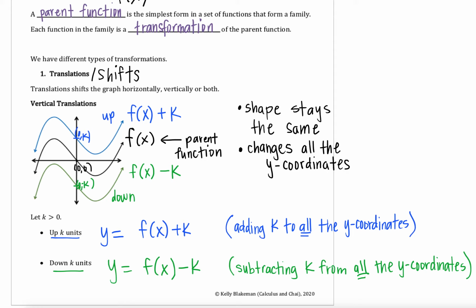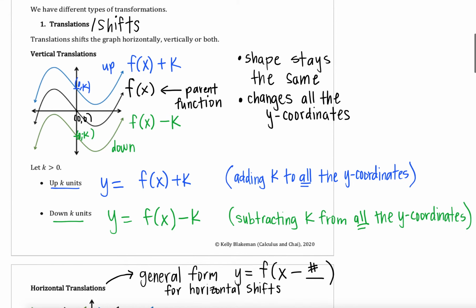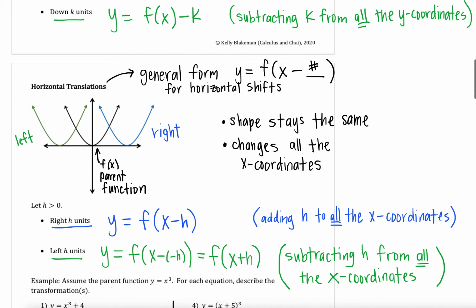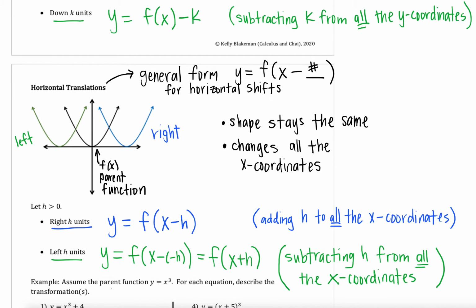So for our vertical translations, that is happening outside the function by either adding k to represent going up so many units, or subtracting k to represent going down so many units. Let's look at horizontal translations. So our horizontal translations would be if we want to shift a graph to the right or to the left.